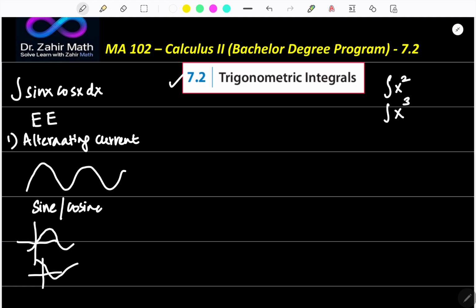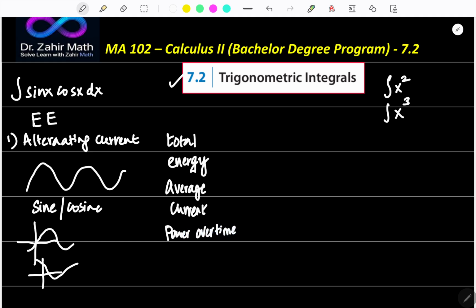Suppose you are an electrical engineer. You want to find the total energy, right? And you want to find the average current. All this you studied in electrical circuits 1. I hope you remember. And you're going to calculate the power over time. So if you want to calculate all these things, you must integrate sine and cosine functions. So whenever electricity keeps changing its direction, trigonometric integrals come into the picture. Clear, everybody? So electrical engineers, are you clear?